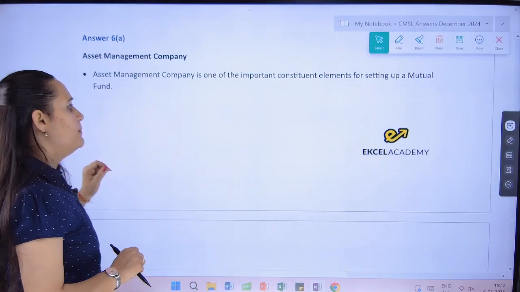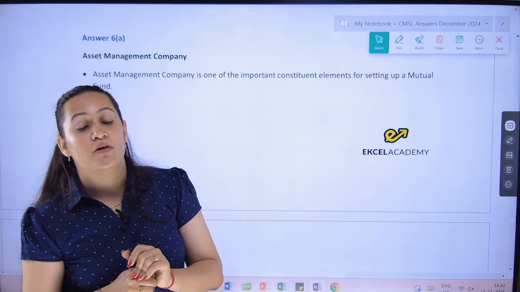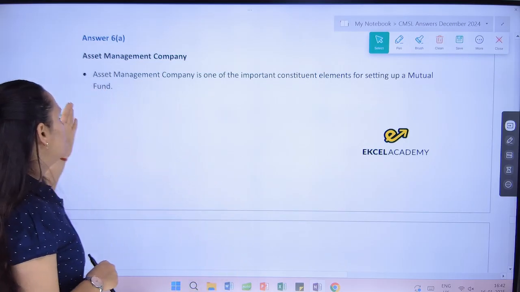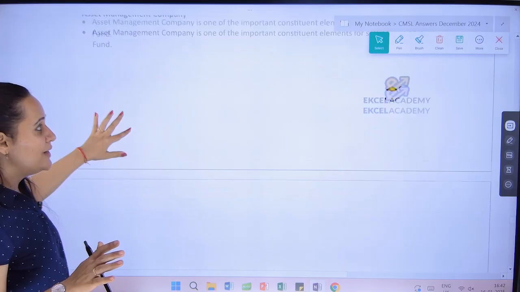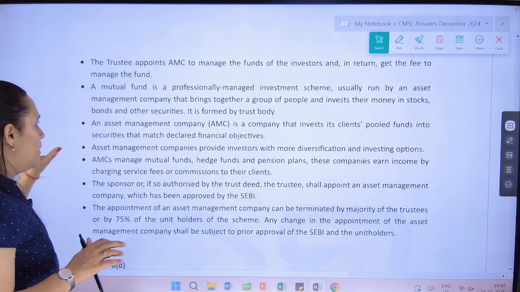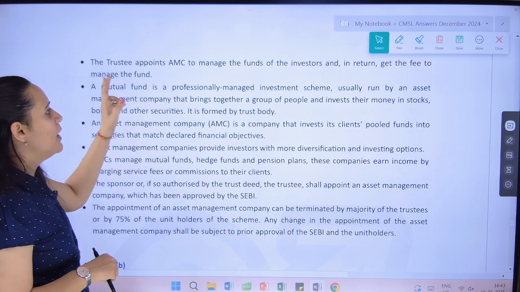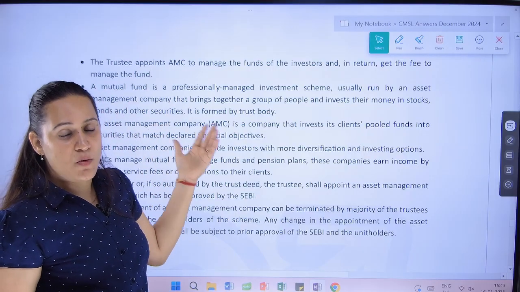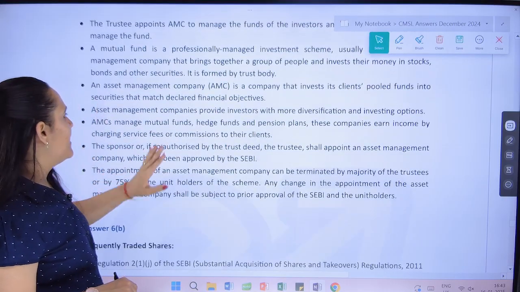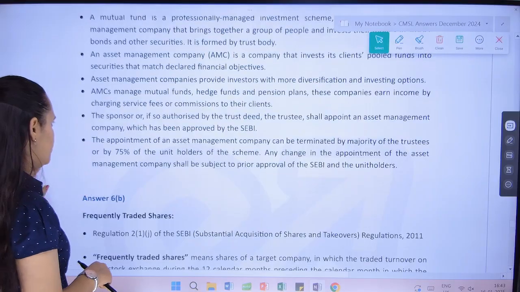First one, asset management company. This comes under the concept of mutual fund. Tell them what the asset management company is, what its role is, and how it is an important part of the functioning of the mutual fund. So tell them it is one of the very important 5 constituents of the mutual fund. They are the people who are going to manage the funds of the mutual fund company. They are appointed by the trustee or the sponsor, as may be decided by the documentation. It is going to professionally manage the entire scheme. Tell them all the details of how it is going to be done.